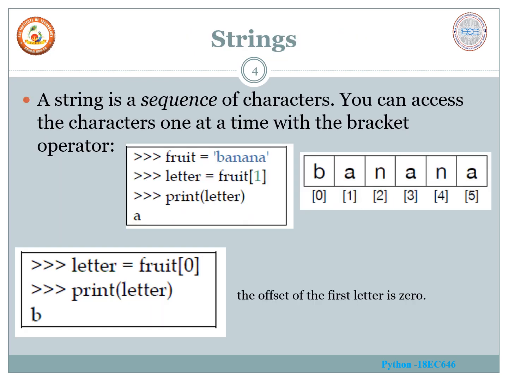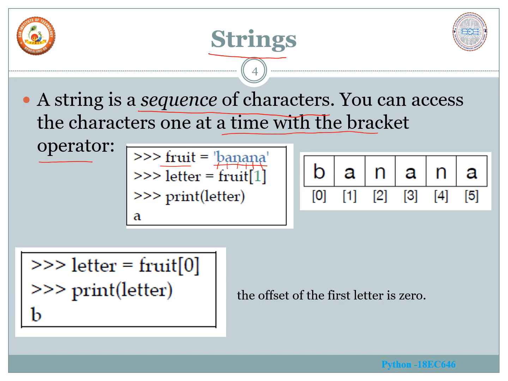Let us talk about strings. What are strings? Strings are nothing but sequences of characters. We can access these characters one at a time using the bracket operator. So consider that we have a variable which is assigned with the string banana. And every character the string comprises of is B-A-N-A-N-A. So these are the characters of this string.